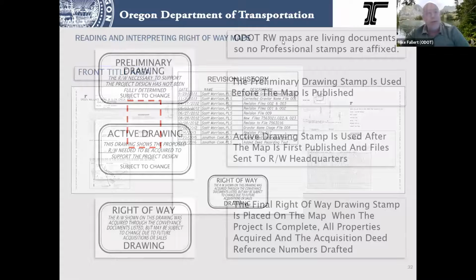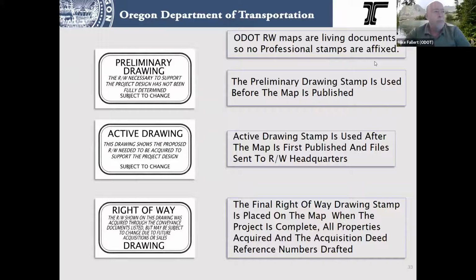So ODOT right-of-way maps are a living document. No professional stamp is affixed to them. Preliminary is used before the map is completely published. So say you have early acquisitions and you start a map for a project, but you acquire two parcels and you're not really going to get heavy into the rest for another year or something. Essentially what we say is if a description is sent in referencing a map, then send in a copy of the map.